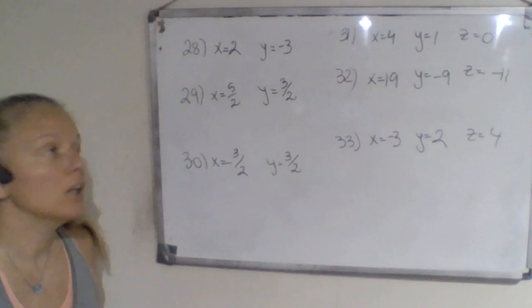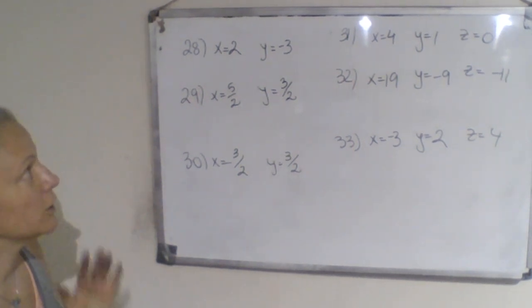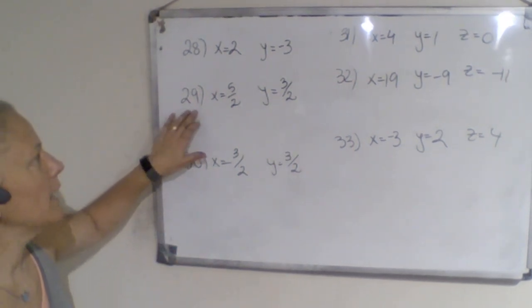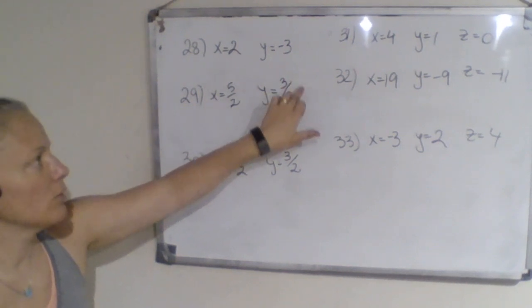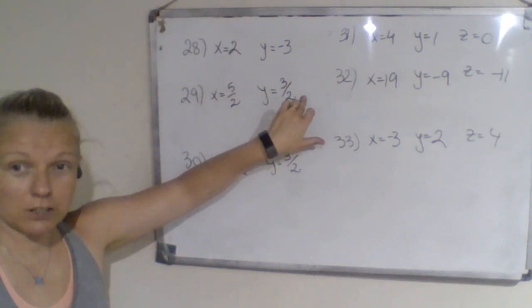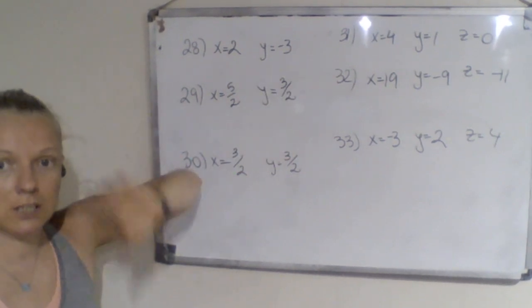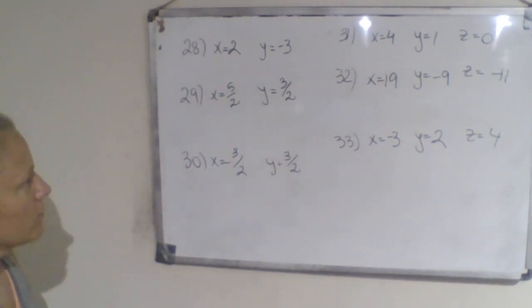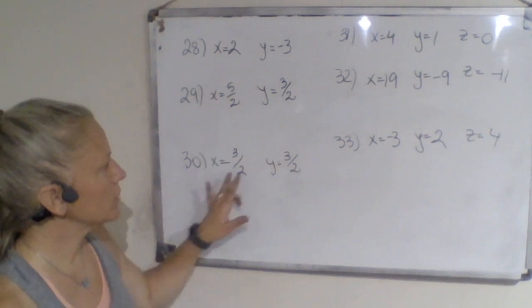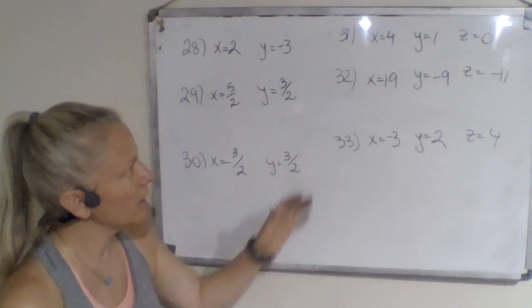Okay, guys, here's all of your answers. For 28, x is 2, y is negative 3. 29, x is 5 over 2, y is 3 over 2. I would like for you to use fractions, and you know how to do that. If you do a matrix like that, just go math, fraction, enter. And it will do it for you in the fraction mode. For 30, 3 over 2 and 3 over 2, or 1.5, 1.5.